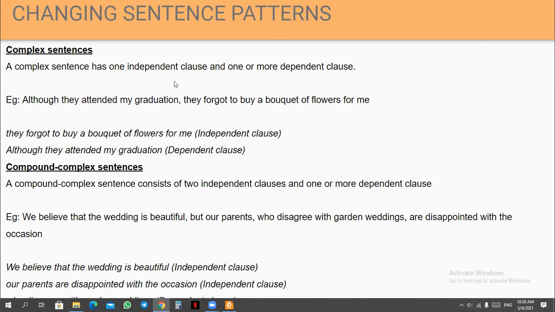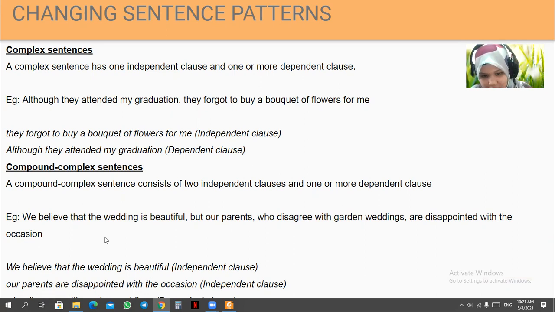All right. So compound-complex sentences. This is a combination of compound and complex sentences. A compound-complex sentence consists of two independent clauses and one or more dependent clauses. It depends, but normally it has two independent clauses. For example, we believe that the wedding is beautiful, but our parents who disagree with garden weddings are disappointed with the occasion. We believe that the wedding is beautiful. That is an independent clause. It can stand on its own. Second one, our parents are disappointed with the occasion. That also can stand on its own.